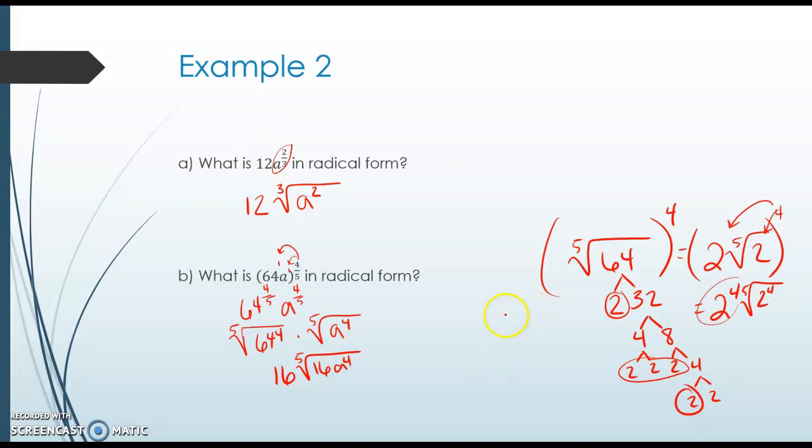The other way would be to write this as we're taking that 2 back with this a and writing it as the fifth root of 2a to the fourth. But to me, this is a more simplified version.